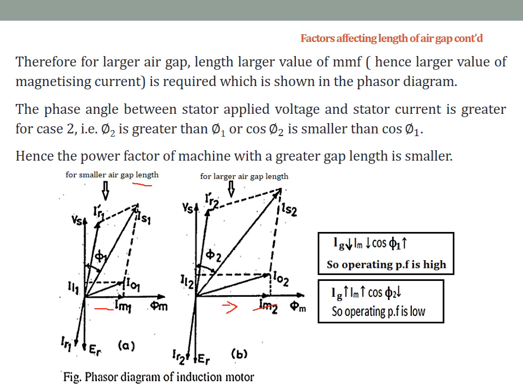So this indicates that for smaller air gap length, the operating power factor will be high. For larger air gap length, the operating power factor will be low. When a customer asks to design a machine with high power factor, we should minimize the air gap length. For that, we should see what kind of manufacturing techniques we have, and manufacture the machine accordingly so that we can have a minimum air gap length and higher power factor.